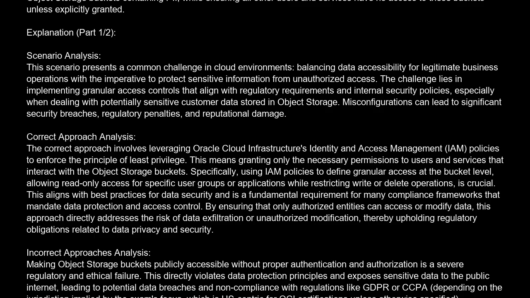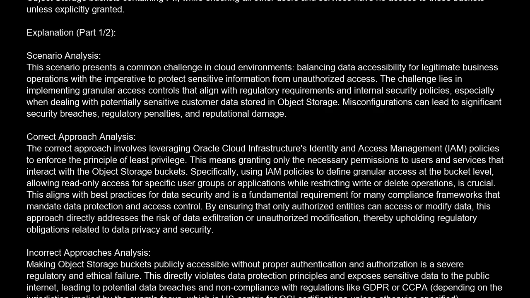storage buckets. Specifically, using IAM policies to define granular access at the bucket level, allowing read-only access for specific user groups or applications, while restricting write or delete operations, is crucial. This aligns with best practices for data security and is a fundamental requirement for many compliance frameworks that mandate data protection and access control. By ensuring that only authorized entities can access or modify data, this approach directly addresses the risk of data exfiltration or unauthorized modification, thereby upholding regulatory obligations related to data privacy and security.